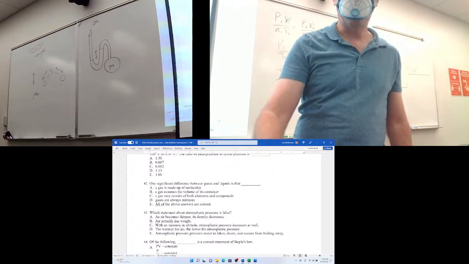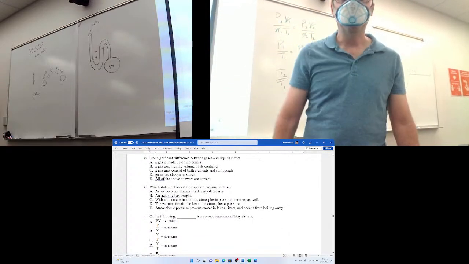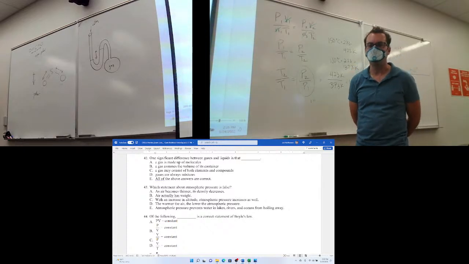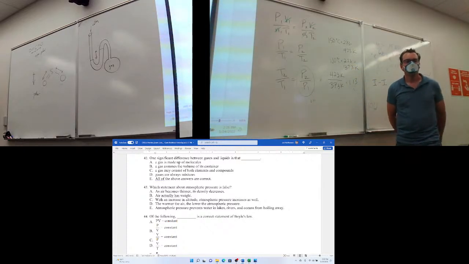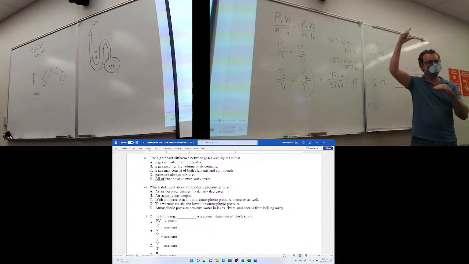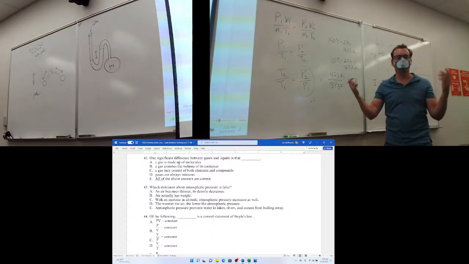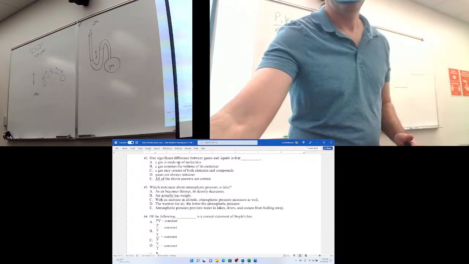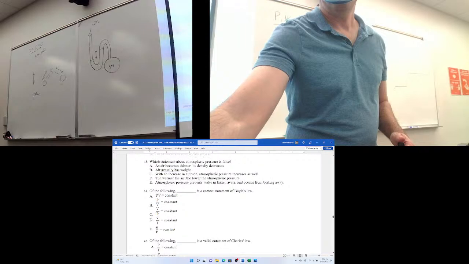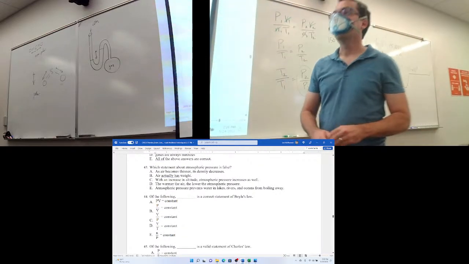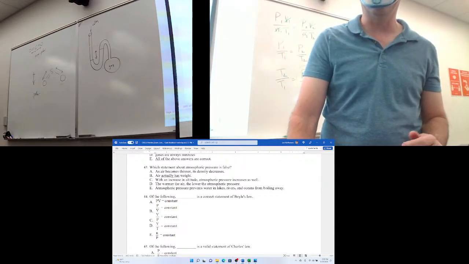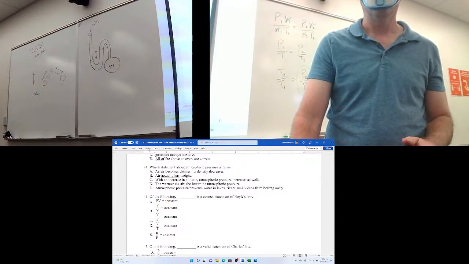What statement about atmospheric pressure is false? C is false. With an increase in altitude, the atmospheric pressure increases? No, it decreases. The higher you are, the less air there is on top of you, so the less pressure, the less weight of air there is. The higher you are, there's less pressure. If you're on a mountain, there's such low pressure that you need special breathing apparatus to breathe.